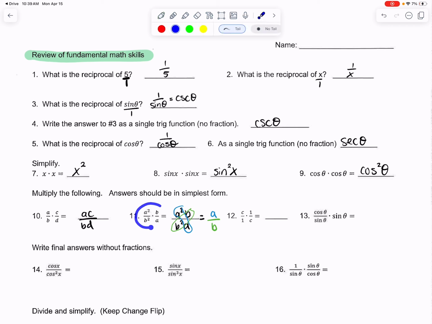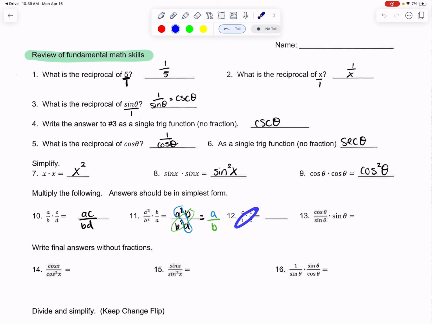It is best if you can start getting in the habit of going straight here. You can write out the middle step if you need to, and if you are struggling with dropping terms or making easy mistakes, definitely write out the middle step. But if you can see, hey, that's a squared over a and b over b squared, we can simplify, go straight to a over b.